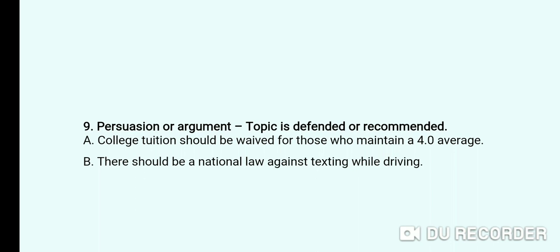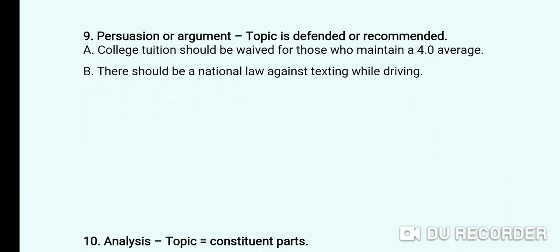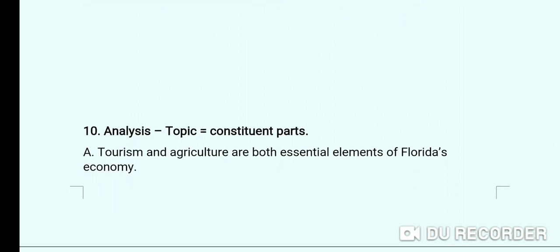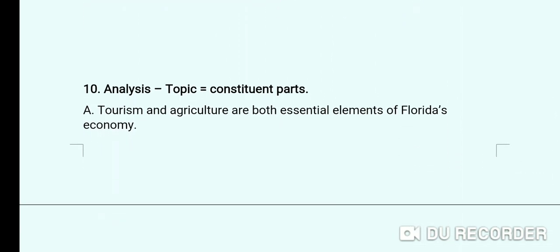There should be a national law against texting while driving. So, this is your recommendation. You will support it with the specific or solid one.